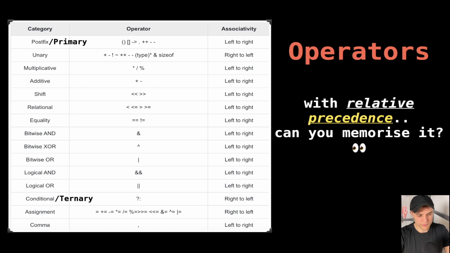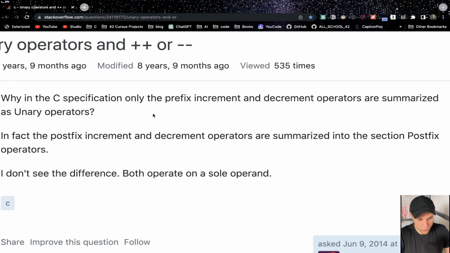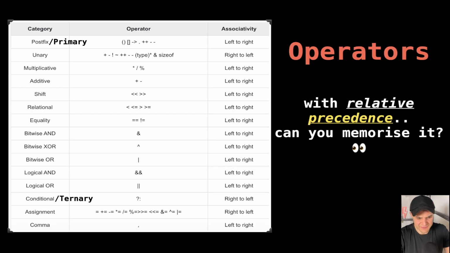The C Programming Language. Long story short, I'm going to show you a response on Stack Overflow so we can understand why. So here's the question. Why in the C specification are only the prefix increment and decrement operators summarized as unary operators? As you can see here in the unary section, we have only the prefix increment and decrement, while the postfix are in the postfix operators. But even the postfix are just unary operators. They act on a single variable. So the question is legit.